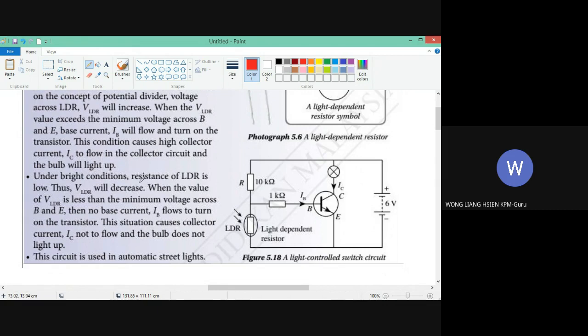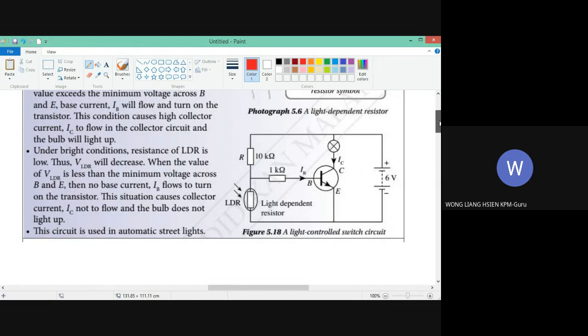Alright, let's look at how it works in the circuit. You see here, the power supply is 6 volt. Then you have a potential divider that is made from this 10 kilo ohm resistor and an LDR, light dependent resistor. This light dependent resistor is actually a variable resistor. That means the resistance can change. How does it change?